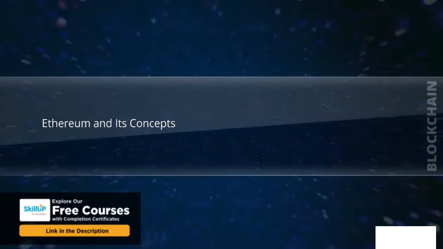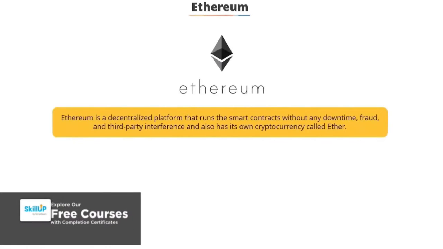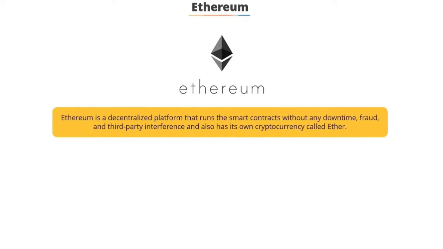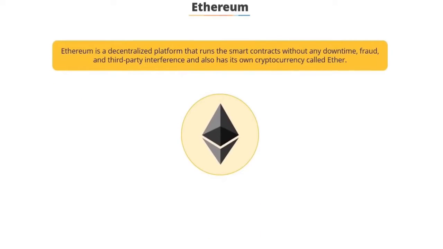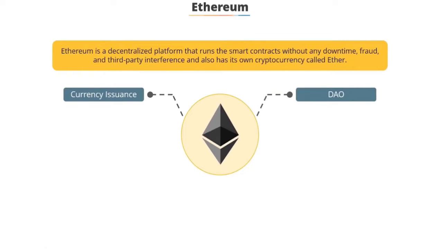Ethereum and its concepts. Simply put, while Bitcoin is defined as digital money, Ethereum is a decentralized platform that runs smart contracts exactly the way they are programmed, without any downtime, fraud, and third-party interference, and also has its own cryptocurrency called Ether. Ethereum aims to enable innovations in three key areas: currency assurance through Ether, which serves as an innate currency for the Ethereum blockchain; decentralized autonomous organization; smart contracts.